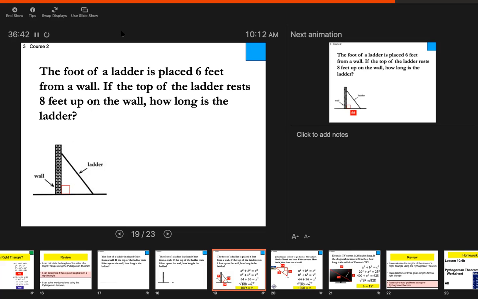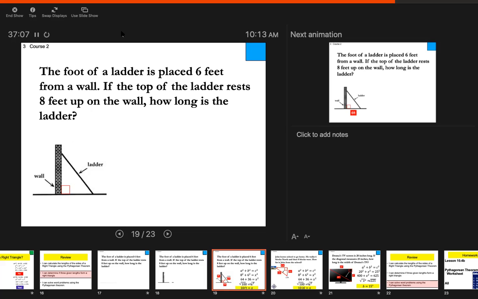The foot of the ladder. Once again, some kids aren't familiar with ladders. Some ladders literally have feet. On the bottom of the ladder will be a movable object. It's called the foot. Okay? The foot of the ladder is right there. The foot of the ladder is placed 6 feet from the wall. Where does the 6 go? On the bottom. The 6 is going to go right here.